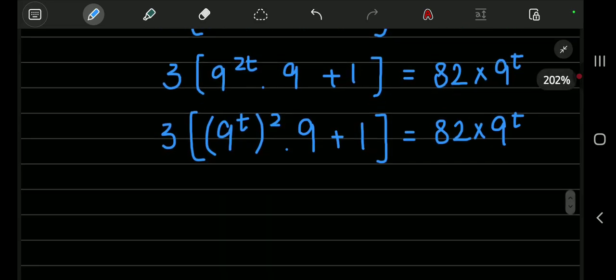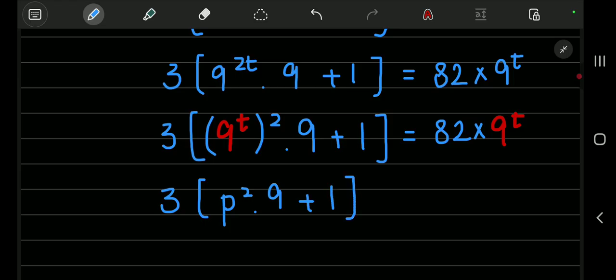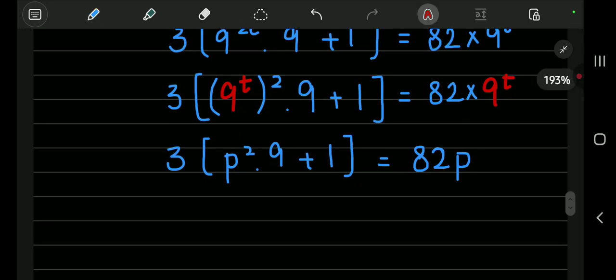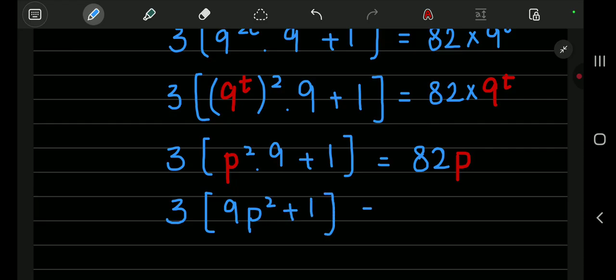Now in place of 9 to the power t, we can put it equals to p. So it will become 3 times p squared times 9, plus 1, equals 82 times p. Okay, we substituted 9 to the power t to be equal to p. So it will become 3 times 9 p squared plus 1 equals 82p. Now solve it further.